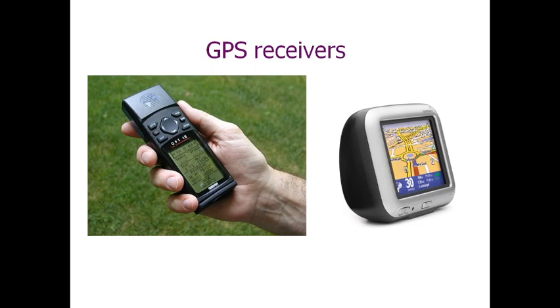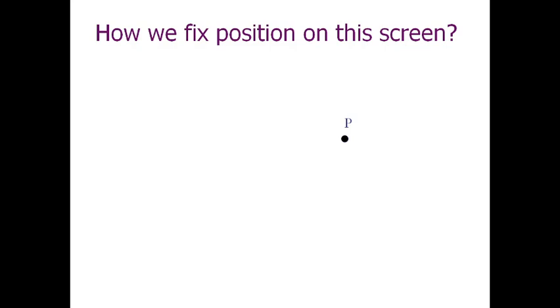Now let us come to the actual process of locating something. For that, let us take this example: how we fix position on this screen. See, let us have a point P on this screen. How do we say that it is at this point P? Where is P? If somebody asks you where P is, how can you locate it?